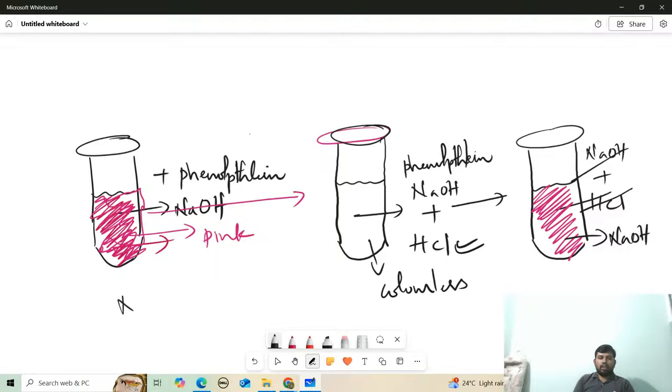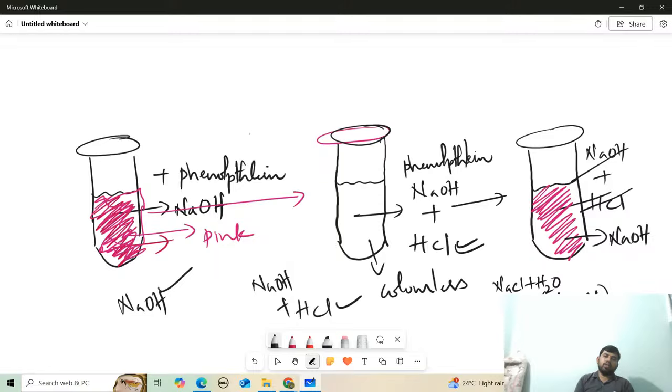So what can we say here? NaOH is more. What is more here? HCl is more. What is more here? NaOH is more. Okay. Now see, here we have NaOH plus HCl. Here we have NaCl plus H2O plus NaOH. NaOH is there, that's why the color is pink. Okay, let's remember.